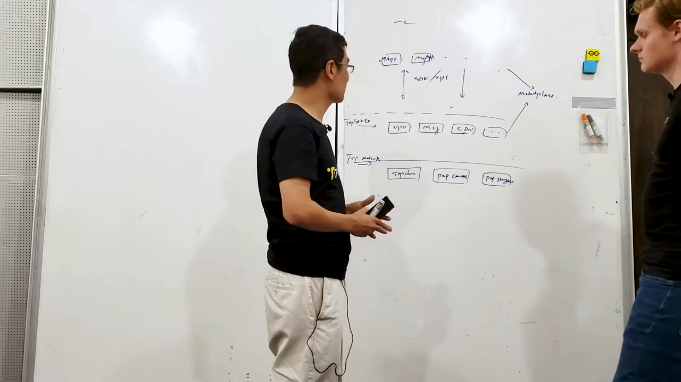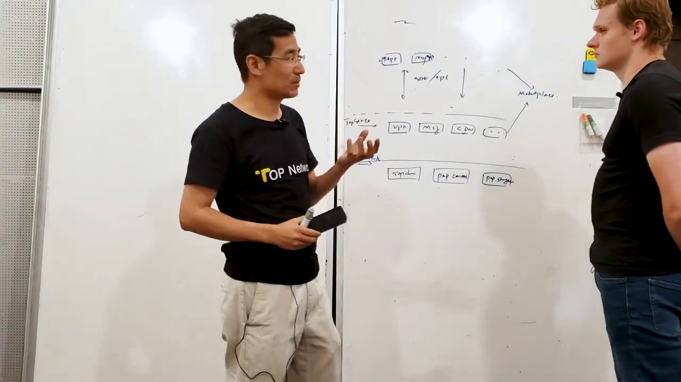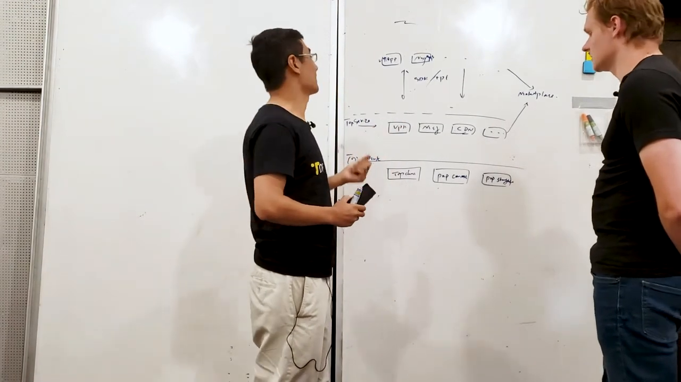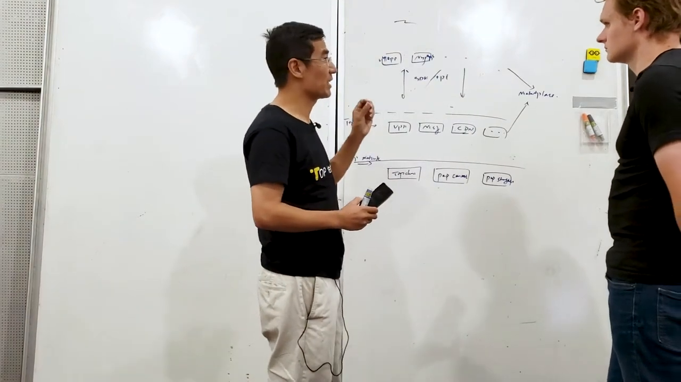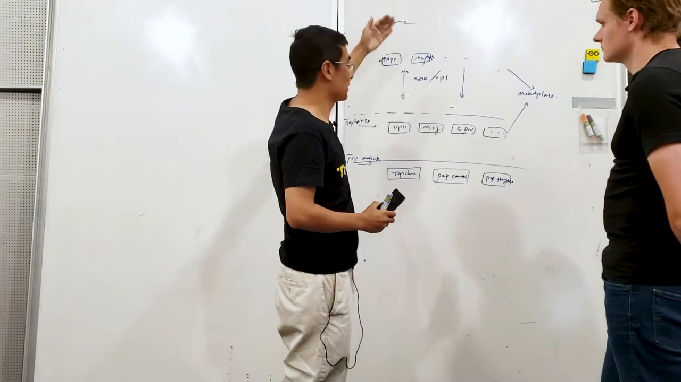So when we launch, on day one, a lot of users will already be on the chain, on the ecosystem, because they're already using our applications. We will convert our centralized applications to a decentralized way, so our users will use this.